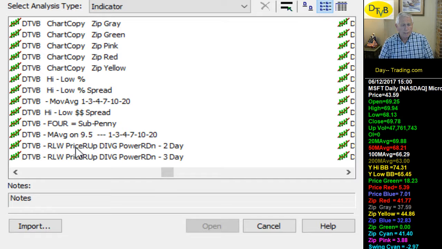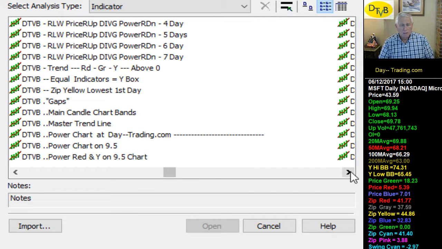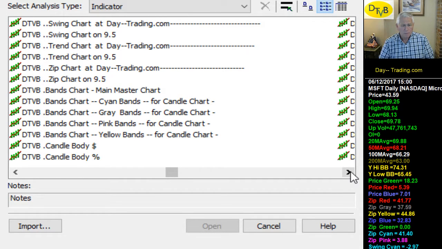Down here we have right leg W, price red up, divergent with power red down in a 2-day movement. And we also have some range percentages that you can utilize to find out which candles are moving the most as a percentage of maybe your favorite 300 that you pick. There's more right leg W stuff. There's examples. Here's the band chart stuff and some of the master swing chart. Here's the entire swing chart.